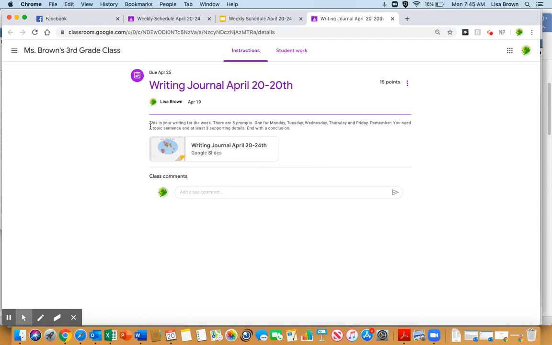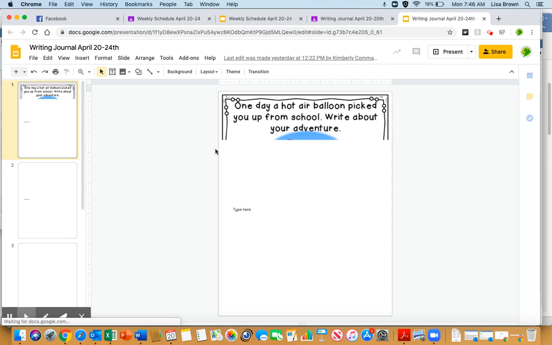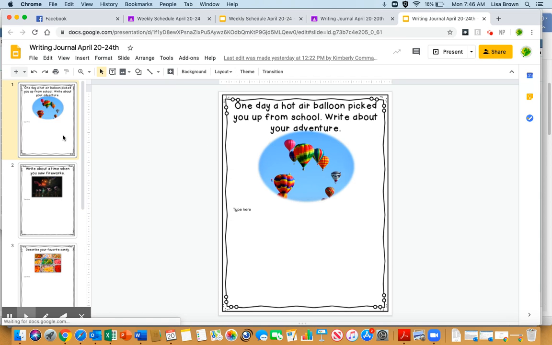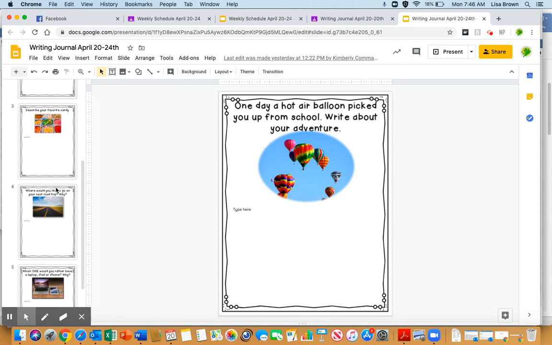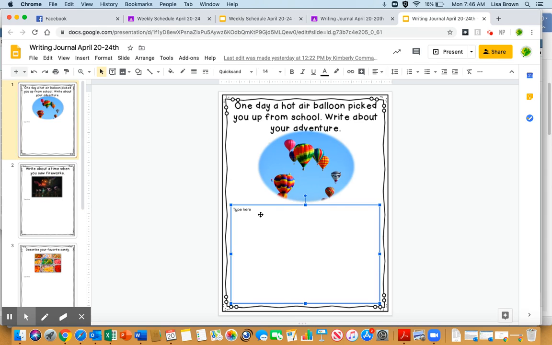Again, there's the directions reminding that this one writing assignment is for the whole week. There are 5 slides for the 5 days. I click on the assignment. It opens up. So again, you can see on the left, there are 5 slides, one for each day. So for today, Monday would be the first slide. And the question is, one day a hot air balloon picked you up from school. Write about your adventure. And then down here, it says type here. If you click there, this text box opens up. They then can delete the words type here and write their paragraph.